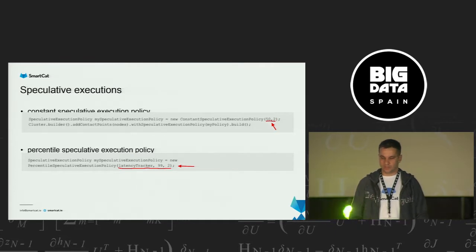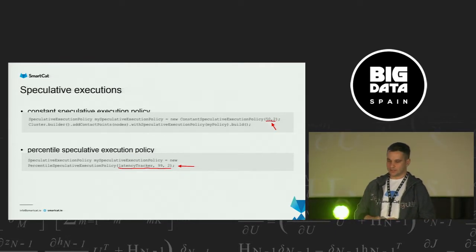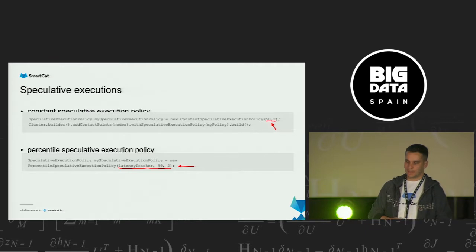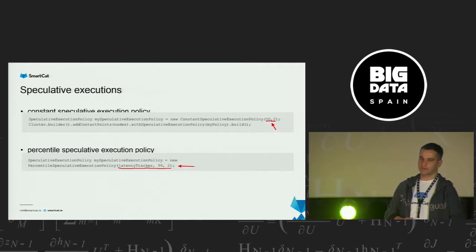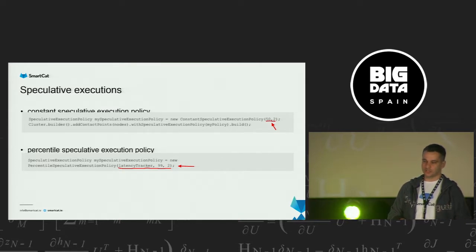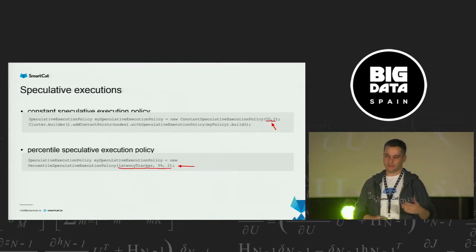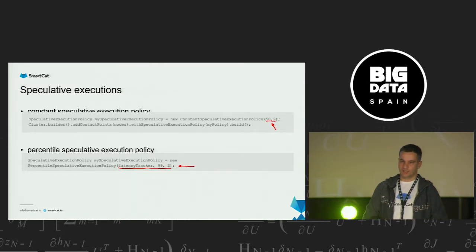The other option, the other flavor of speculative execution, is the percentile speculative execution policy, and it works similar to the latency-aware policy. You pass it a latency tracker, a percentage of badness, and the number of additional queries. This latency tracker keeps track of latencies to each node, and this badness will tell that all queries above 99%, in our case, will get an additional retry. Last, the number is the number of additional retries, as in the first example.